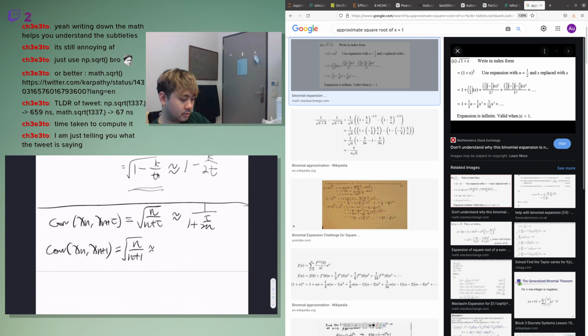Which is, I guess, 1 over 1 plus... which, if you do this, it will be 1 over 2n plus 1, and then this will be 2n on top, right? 2n plus 1 over 2n. That means at high n the correlation is next to nothing.